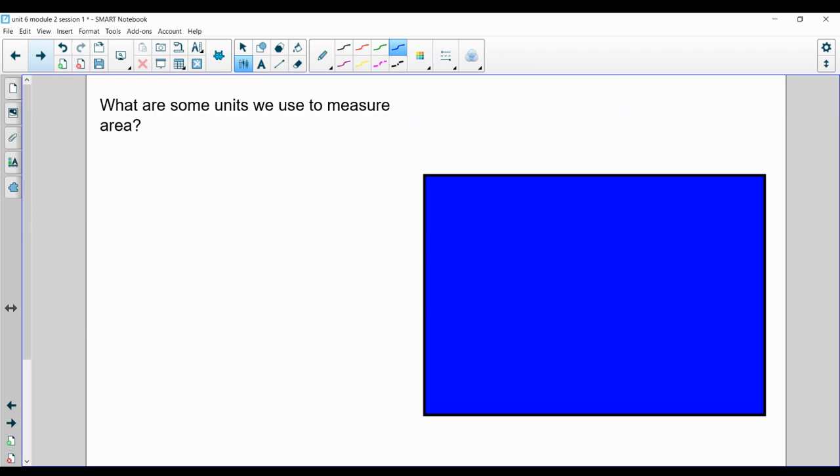Now, before we continue, we want to just talk about some of the units that we use to measure area. And so we've worked on these in the past. And so I want you to pause the video here for a second and try to brainstorm some of the units that you might be using.